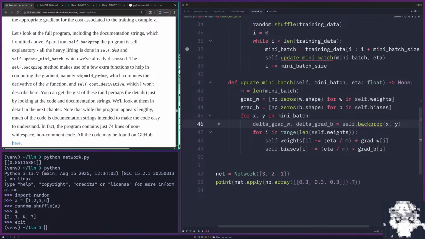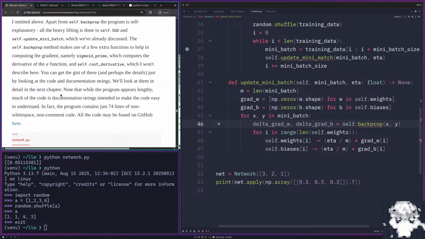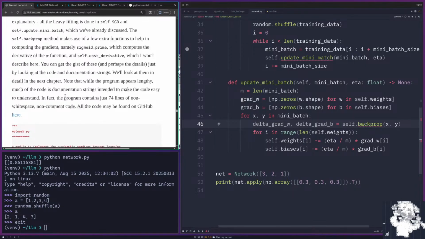The self.backprop method makes use of a few extra functions to help in computing the gradient, namely sigmoid_prime, which computes the derivative of the sigmoid function, and self.cost_derivative, which I won't describe here. You can get the gist of these, and perhaps the details, just by looking at the code and documentation strings. We'll look at them in detail in the next chapter. Note that while the program appears lengthy, much of the code is documentation strings intended to make the code easy to understand. In fact, the program contains just 74 lines of non-whitespace, non-commented code. All the code may be found on GitHub here.